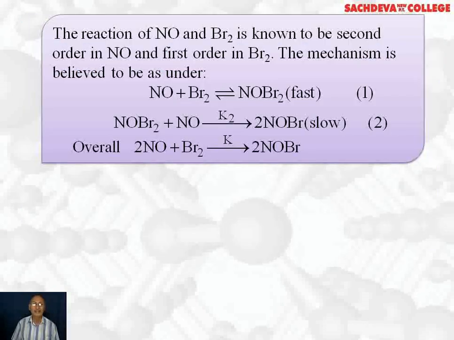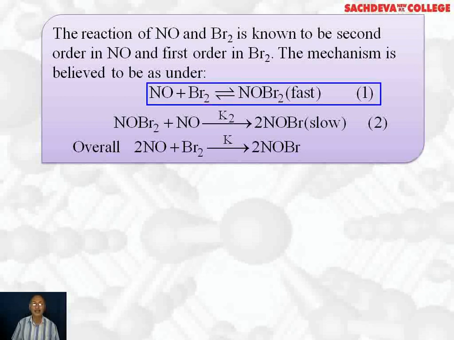We are taking the next reaction, between NO and Br₂. It is known to be second order with respect to NO and first order with respect to Br₂. How can we prove this with the help of the mechanism? The reaction is NO plus Br₂ gives NO-Br₂, reversibly. This is the first step of the reaction.